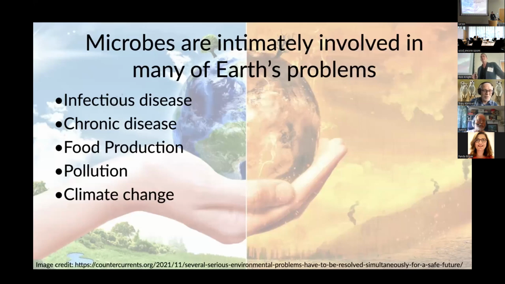Microbes are also intimately involved in many of Earth's problems, including a lot of major. I'm sorry, does that need to go higher? Is that better?